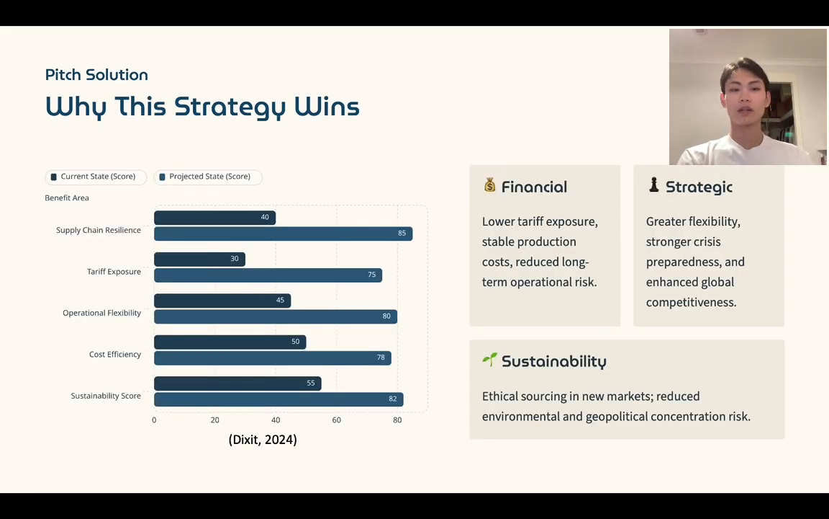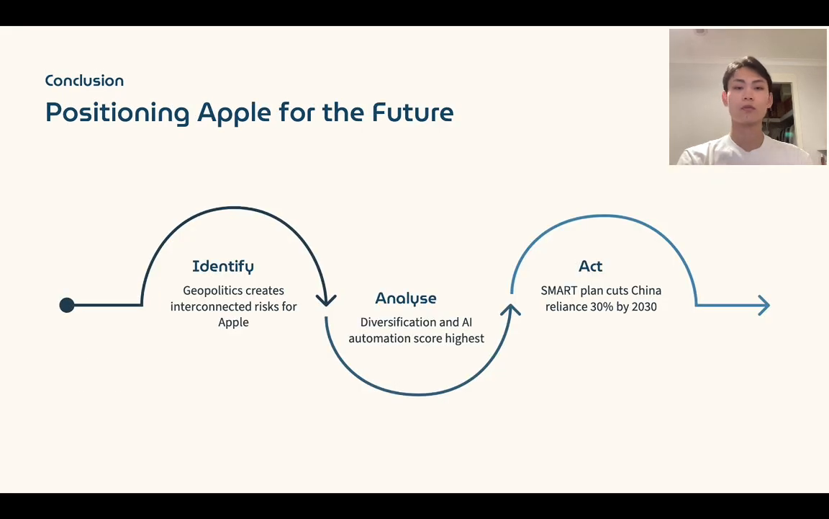The strategy has three main benefits. Financially, it reduces tariff exposure and long-term operational risk. Strategically, it improves flexibility because Apple would not depend too heavily on one country. For sustainability, it supports better sourcing practices and reduces environmental and geopolitical concentration risk. Overall, this solution helps Apple be stronger and more future-ready for its supply chains.